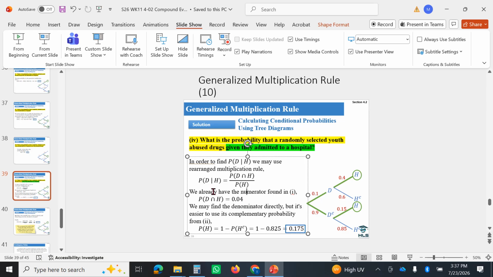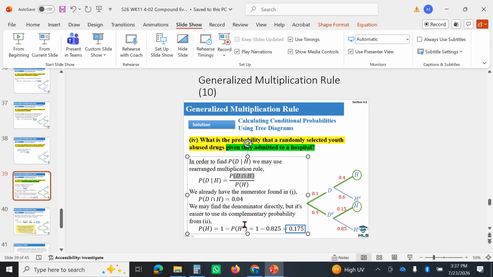From question 1, we already have the numerator. What's the probability of drug abuse and hospitalization visit? Sorry, I'm just trying to get the numerator. We calculated that to be 0.04. We may find the denominator directly, but it's easier to use this complementary probability.